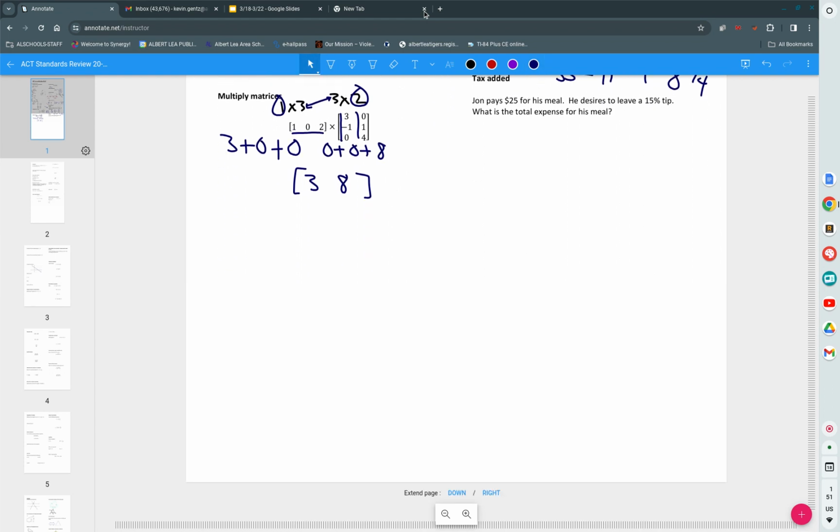John pays $25 for his meal. He desires to leave 15% tip. Hint, think about 10% and think about 5%. See if you can come up with this total amount for his meal that he's going to pay. Okay? 30 seconds, look at that.